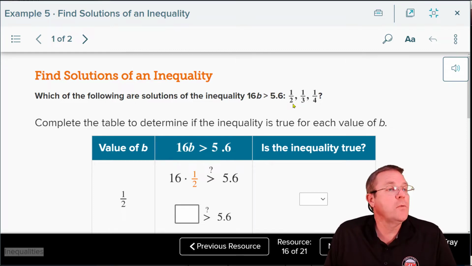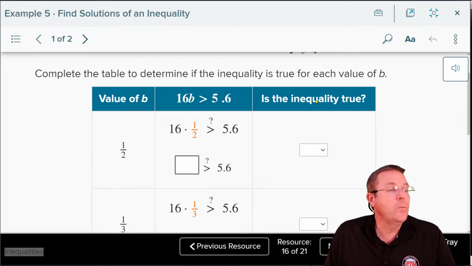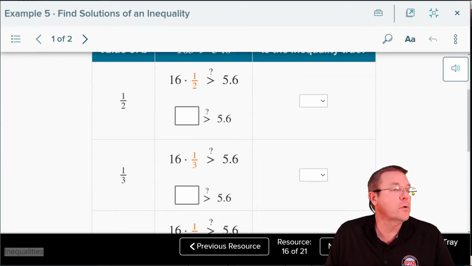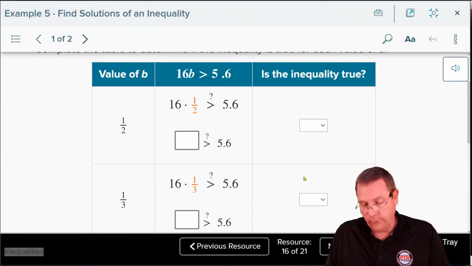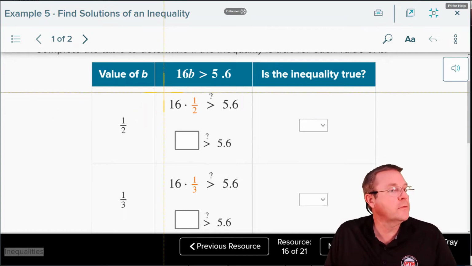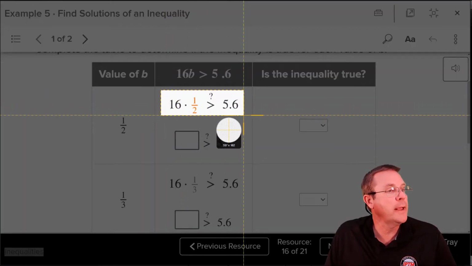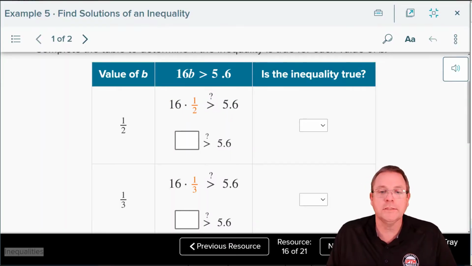And they give you some choices here. Your choices are going to be 1/2, 1/3, and 1/4. Guess what? We can't just throw down answers here, boys and girls. We are going to have to do some real high quality supporting work. So we're going to start off with our first one. The first problem says 16 times 1/2. We took the 1/2 and replaced it with a b.